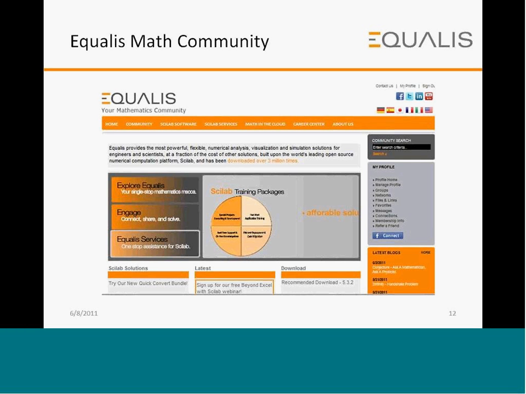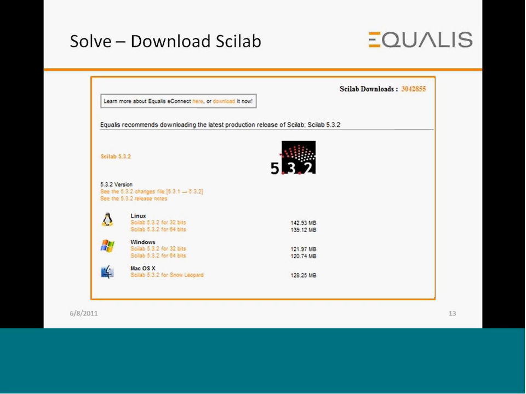When you go to www.scilab.com, you will be welcomed by our homepage. And as you can see there, our message is we provide the most powerful, flexible numerical analysis, visualization, and simulation solutions for engineers and scientists at a fraction of the cost of other solutions, and it's built upon the world's leading open source numerical computation platform, Scilab, and it has been downloaded over 3 million times. It's a proven solution. How do you get Scilab? You go to our site and you can download Scilab. You can learn more about Equalus here. Scilab is available for Linux, Windows, and Mac.